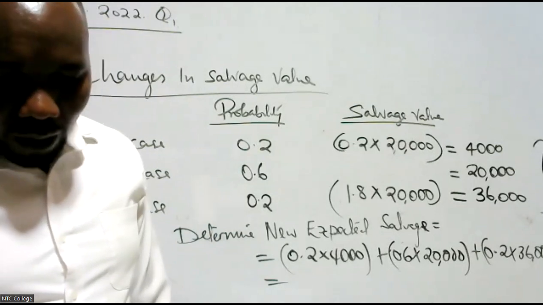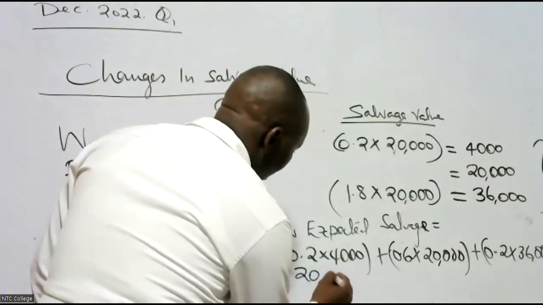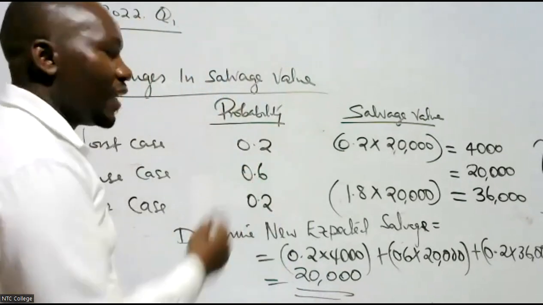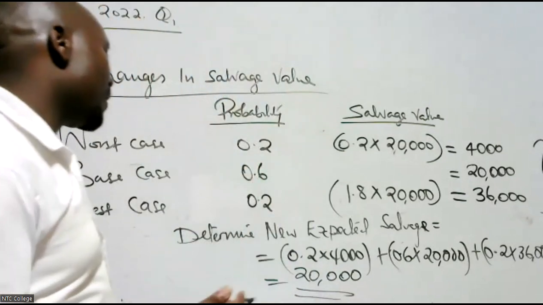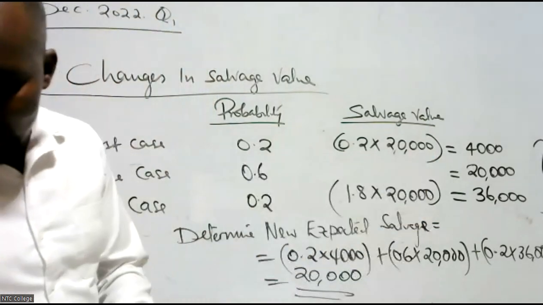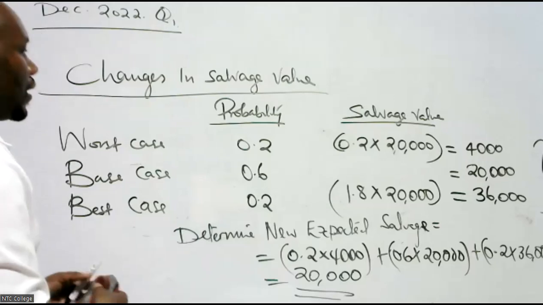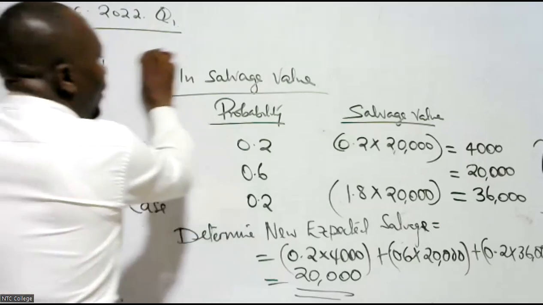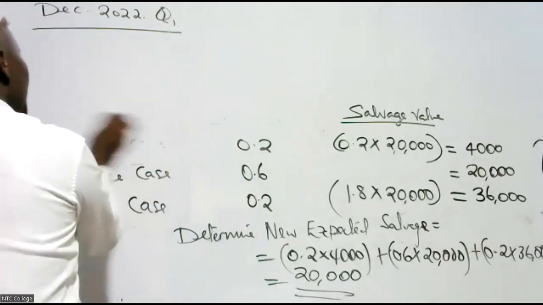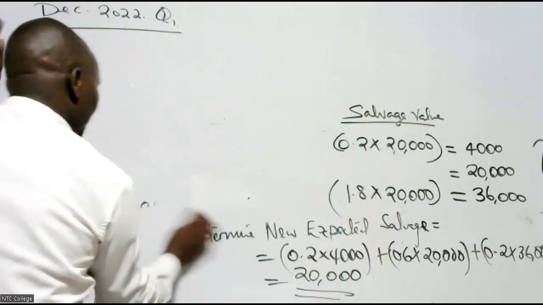So you are saying that our new salvage value is 20,000. Are you seeing? We have moved from the expected 19,000 to expected 20,000 because of the changes. So can we calculate now our new NPV with the new salvage value? Because we are told to calculate sensitivity, and for sensitivity we need to get the change in NPV as a result of the changes that we have seen.